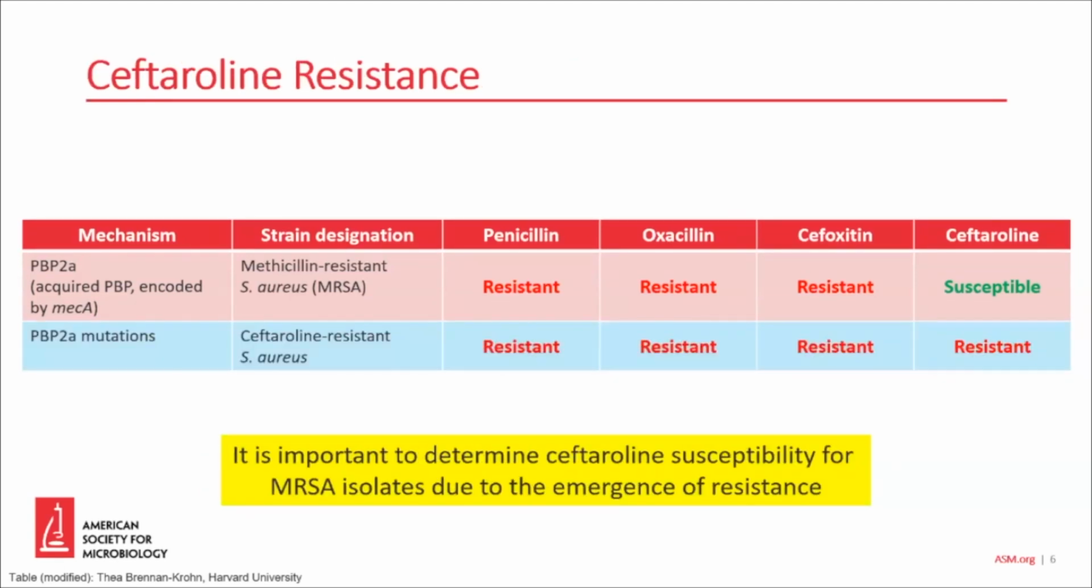MRSA isolates can become resistant to the anti-MRSA cephalosporin ceftaroline, and they do so by generating mutations in the PBP2A protein. In that situation, there will be resistance to all of the beta-lactams that we typically test against Staph aureus.